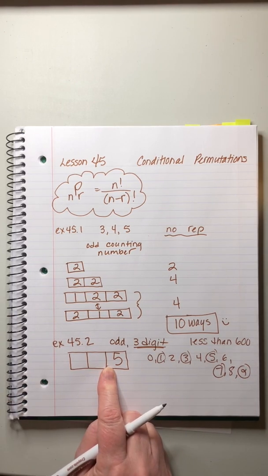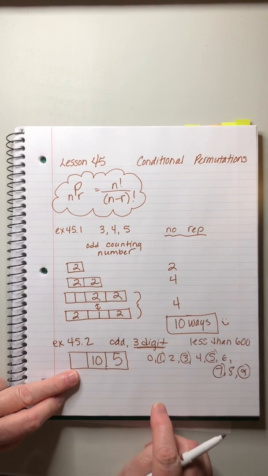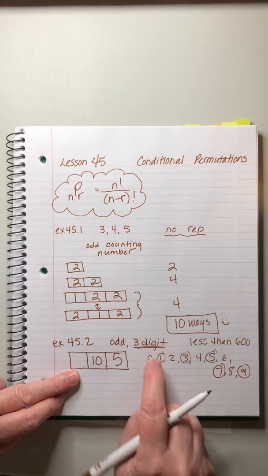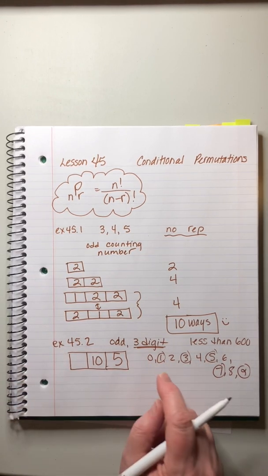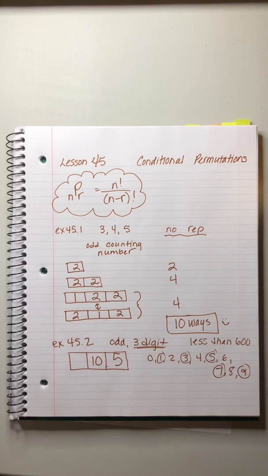Let me double check. Repetition is permissible. Okay, so we can repeat the digits. That means we could put any of the 10 digits in there. Remember, there are 10 digits. 1 through 9 are 9 of them, and then 0 is the 10th digit. That can be such a mind bender sometimes. Some people, it takes a while to wrap their minds around that. But we have 10 choices here.